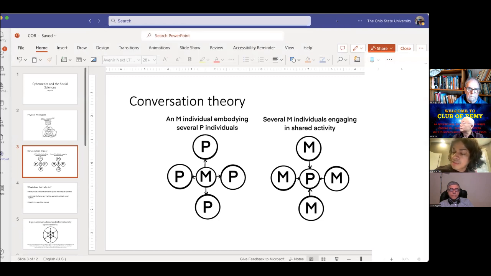And per past conversation theory, several M individuals can embody a single P individual and share a particular activity or goal, right? Or a rule system, but also one M individual can have several thoughts on their mind, right? Or have several rule systems by which they operate. So a P individual must be processed by one or more M individuals. And this distinction is super important to understanding social networks, I think.